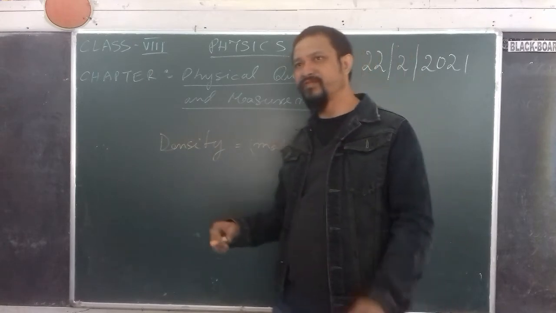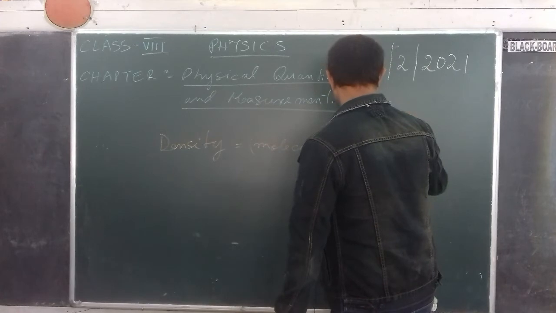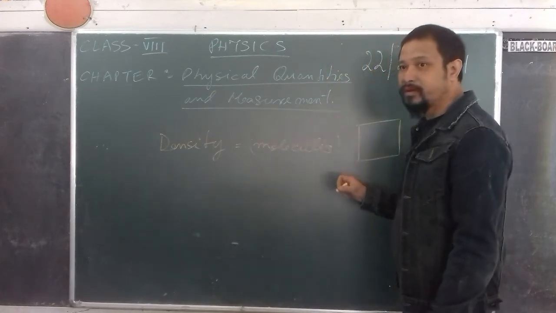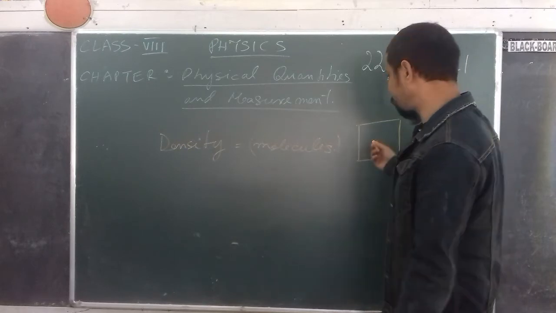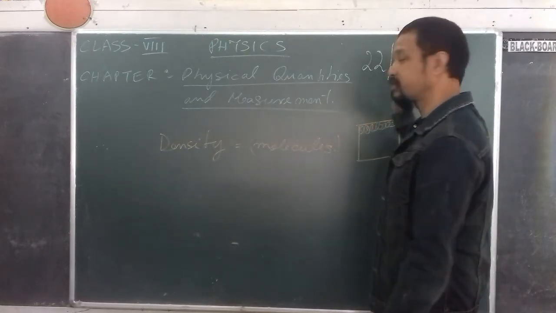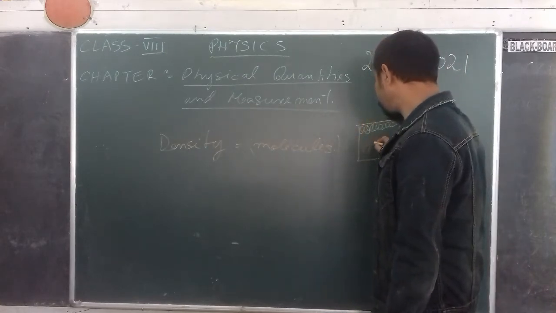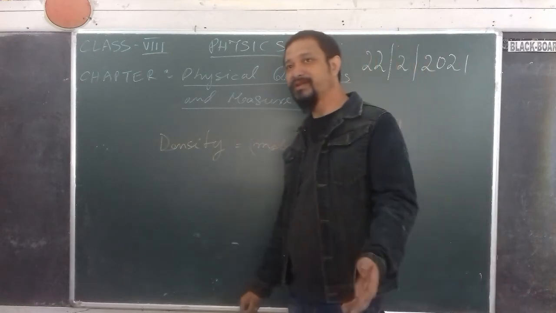If the molecules are in a unit area, the number of molecules defines the density of that particular substance. Let's say if the molecules are very tightly packed, density will be high. If the molecules are sparsely packed or loosely packed, density will be low. The density is all about molecules.